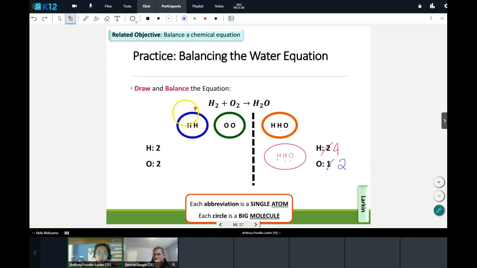And how can I add more hydrogen? Should I add another H2 or another O2? Again, I can't just add random hydrogens. I can only add molecules that I already have. So which molecule has the hydrogen I need? Yeah, we're going to add another H2. That's the only one that has the hydrogen that I need. So right here, we've got another H2. And now, how many hydrogens do we have on the left? Count up the individual H's.